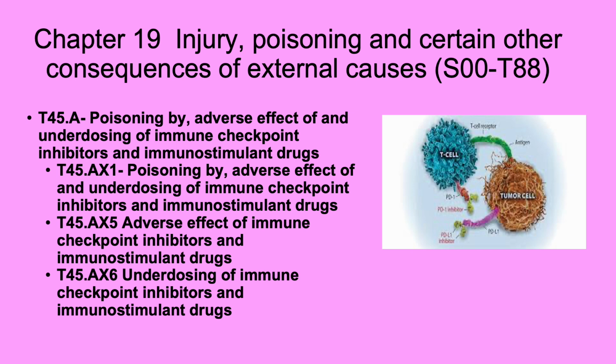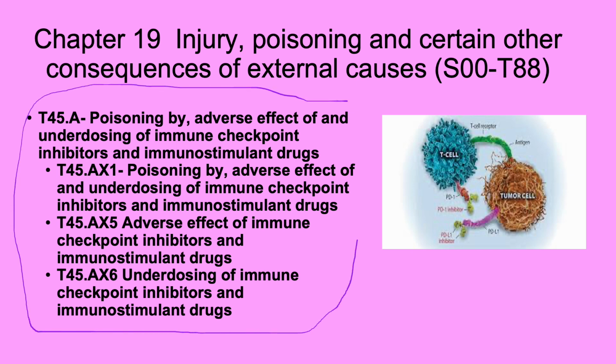So this is a new code in this subcategory. T45.A, poisoning by adverse effect of underdosing of immune checkpoint inhibitors and immunostimulant drugs. This is a drug used to treat melanoma. It's a type of monoclonal antibody treatment.